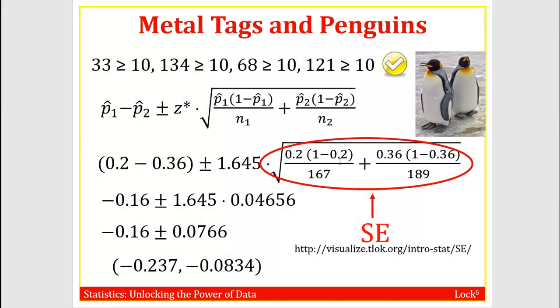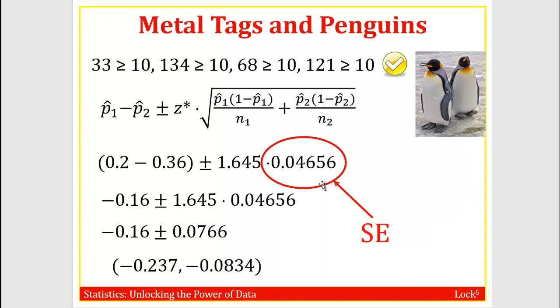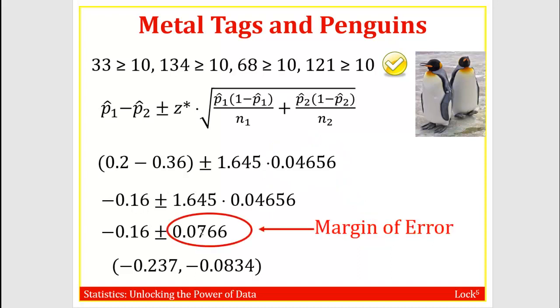So I can take that number and just replace the big nasty part in my formula. If I go back here, I'm going to replace that whole big square rooted thing with the number that I got from the applet, that 0.04656. That's my standard error. And then I can just solve and compute the rest of the confidence interval like normal. So once I do that and I multiply times z star, I end up with a margin of error of 0.0766. And then, of course, I get my confidence interval that goes from negative 0.237 to negative 0.0834.